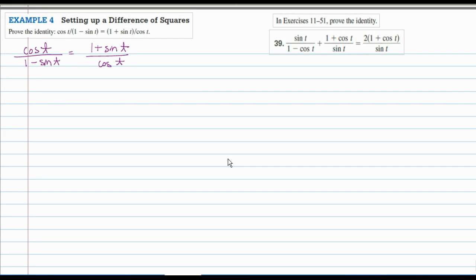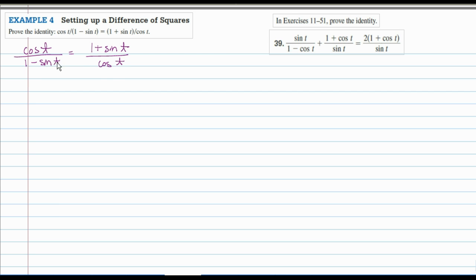This is the screencast for section 5.2, example 4. We're going to set up a difference of squares. We've already done this in a few problems, but this time it's a little bit different in that we don't have a common denominator we're trying to achieve. We are just creating a difference of squares.